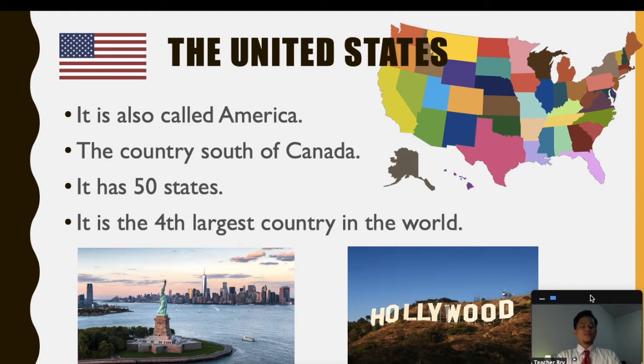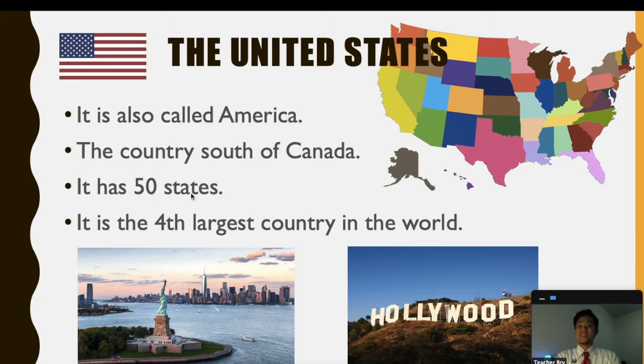So we mentioned the United States. So the United States is a country. It's also called America. The United States, the United States of America, USA, or states. These are all the names of USA. And it's a country south of Canada. So south means up, down, left, or right? South is below, okay? So that's below the south of Canada or below of Canada.